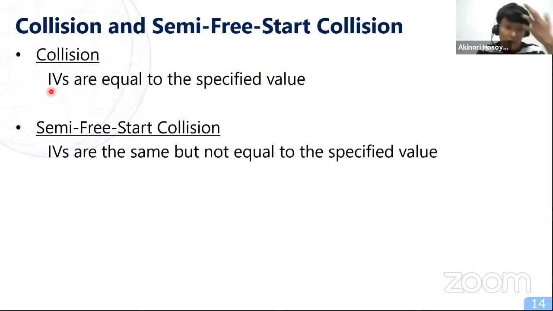Next, I'd like to talk about collisions and semi-free start collisions. When we talk about a collision of a Merkle-Damgård hash function, we assume that there exist 2 distinct messages that yield the same output value, and that the IV, the initial values, are equal to the original specified constant. When we talk about semi-free start collisions, again we have distinct messages that yield the same output, and the IV is the same for both. But the important point is that the IV is not necessarily equal to the original specified value. This is the difference between collisions and semi-free start collisions.